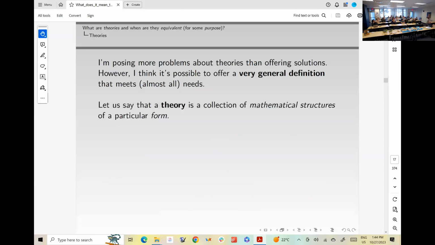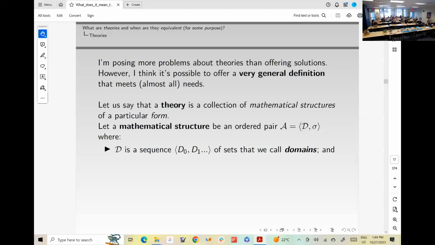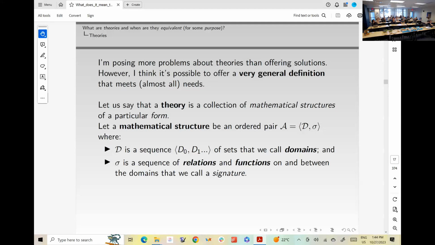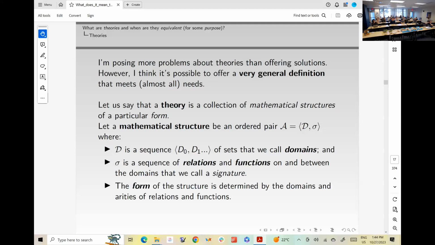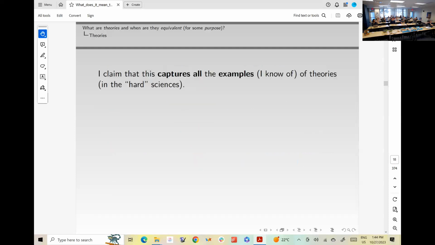So we might say that a theory is a collection of mathematical structures of a particular form. A mathematical structure would be an ordered pair A, where we have D and sigma. D is a sequence, D0, D1, and so on, which we call domains. And then sigma is a sequence of relations and functions on and between those domains, which we might call a signature. So the form of the structure is determined by the domains and the arities of the relations and functions. I'll leave open whether they're finitary or not, so we'll allow the possibility of infinitary operations.